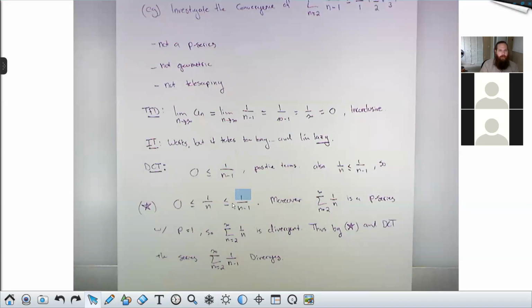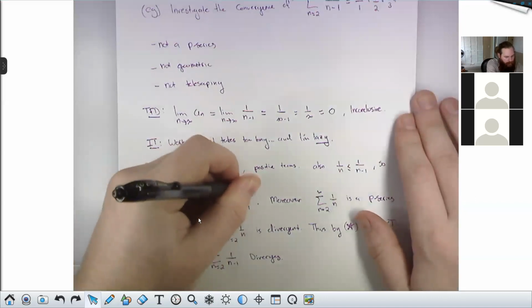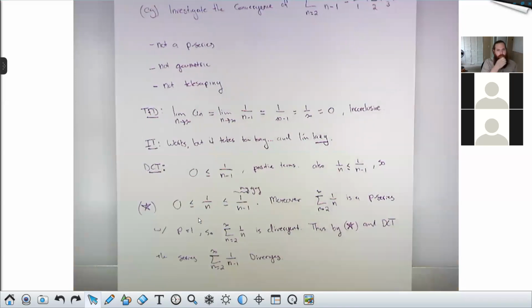So the inequality here is convenient because this is my guy, the guy I want to learn about. And since he's bigger than this guy and this guy is divergent, my guy must diverge also. So here, this series is divergent. So rather than trying to squeeze him underneath a convergent series, I want to push him up from below by a divergent series. So I see what you're saying now.